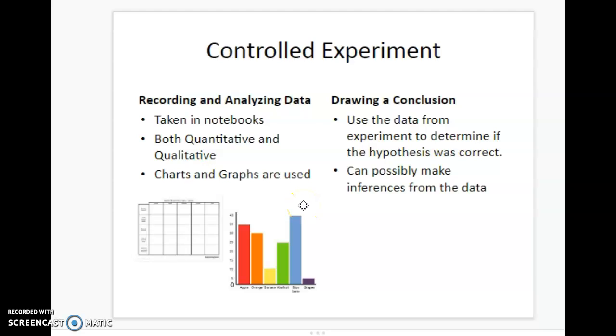Now, when you're doing a controlled experiment, you're going to put these in charts and graphs to read them. You're going to put the data in a table. But it can be both quantitative and qualitative data. We're going to work a lot with the quantitative data. And then from there, you're going to draw a conclusion. You're going to look at that and decide if your hypothesis was correct from your data. And then from there, you can make some inferences.